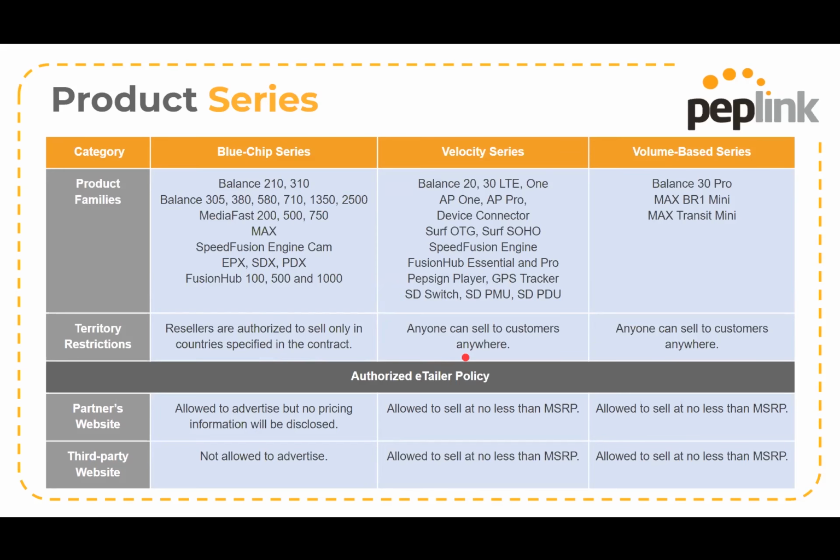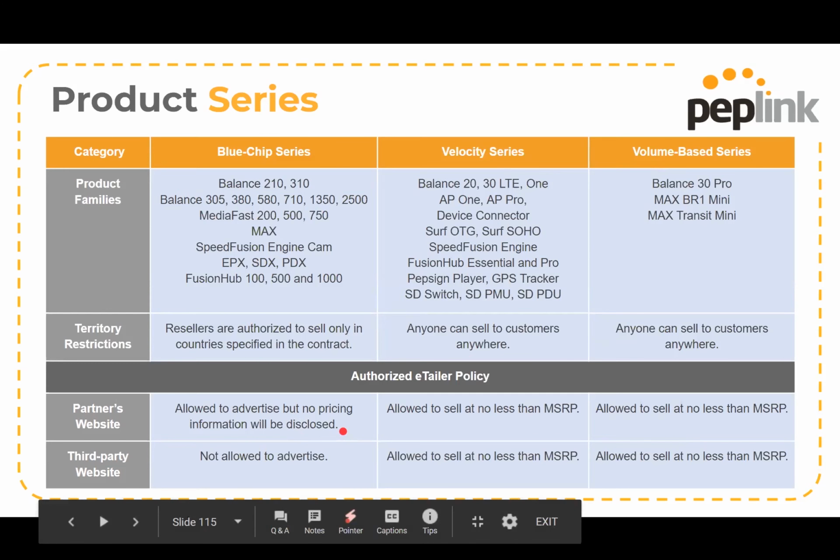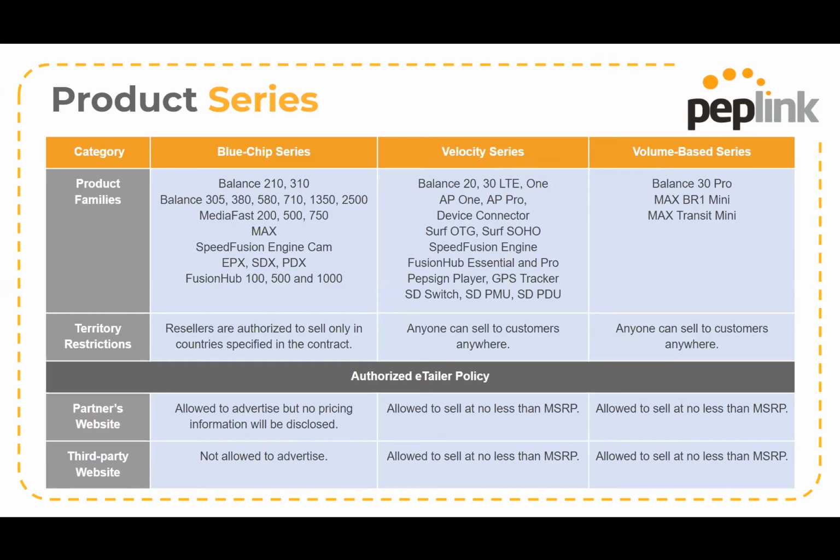Velocity devices, such as access points, you can sell cross-border, no problem, day in, day out. For volume-based, you can sell these devices day in, day out. So if you have a large deployment and you're crossing borders for some reason, let's say Spain or Portugal, you can sell a deployment that allows the customer to be set up by you for two different regions, only for volume-based and velocity series. If you are advertising our products on your website, which we do encourage, there are some rules.